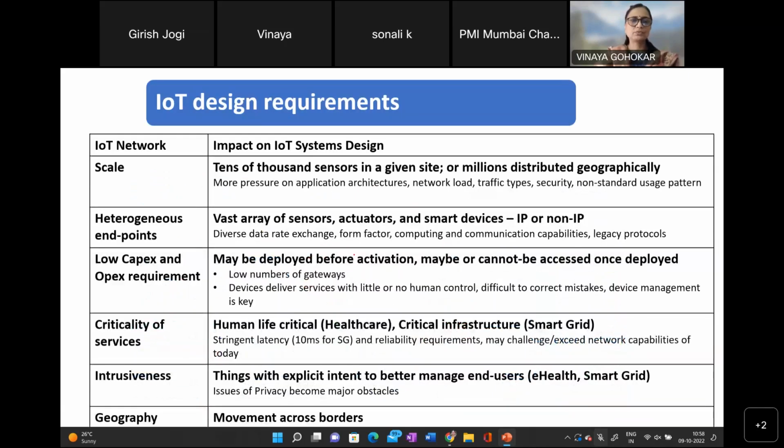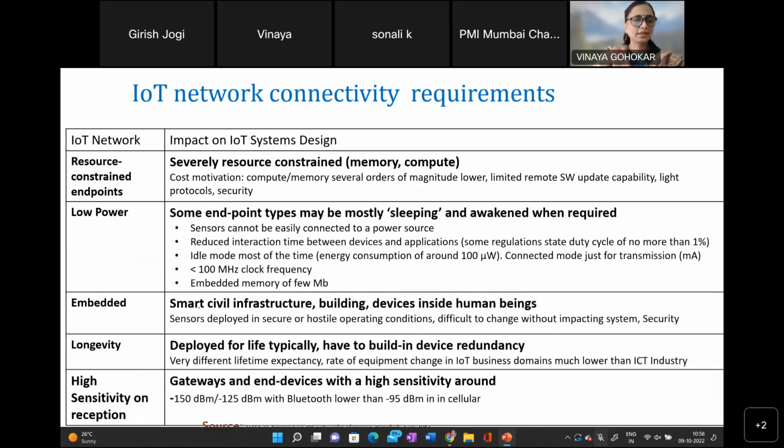If you come to IoT design requirements, the IoT network has an impact on many aspects of the IoT system design. Scaling is decided by the IoT network. The heterogeneous endpoints have an impact on it. Then the capex and opex requirements: what is the capital investment or the operational investment, how many gateways are required, the criticality of the service, inclusiveness, and the geography where you are going to do it. We'll go into the details of this in a while.